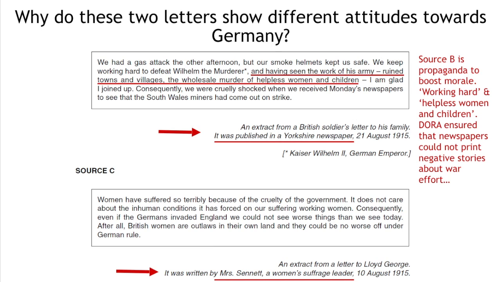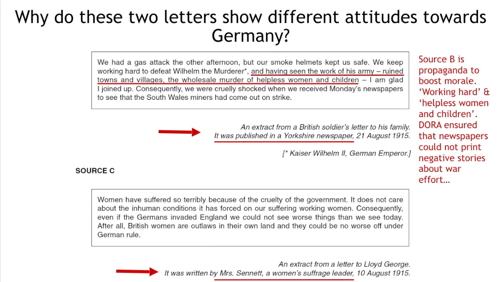And in our own knowledge, well, DORA ensured that newspapers could not print negative stories about the war effort. Therefore, it's not surprising that when it publishes a letter from the front line, it's going to be talking about how terrible the Germans are. We should all be fighting against them. Everyone should be involved in the war effort. And of course, it's a very negative attitude towards Germany because the guy's fighting Germans, and so we shouldn't be surprised by that at all. So the first source, Source B, is very, very negative on Germany, and that's to be expected.